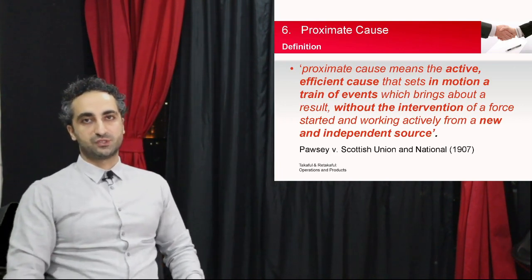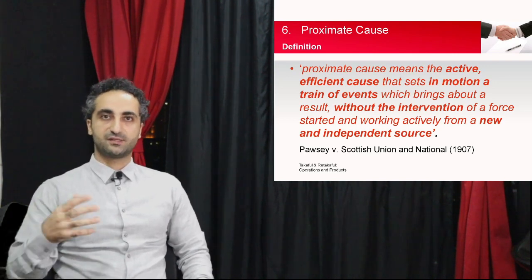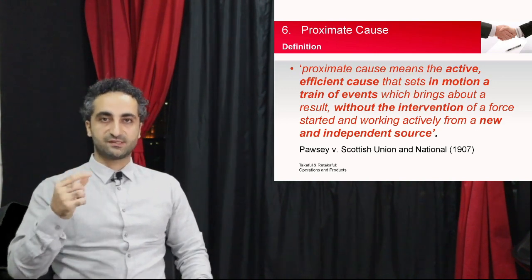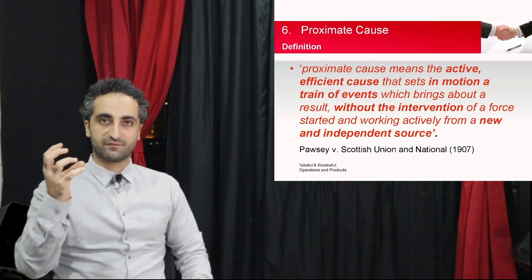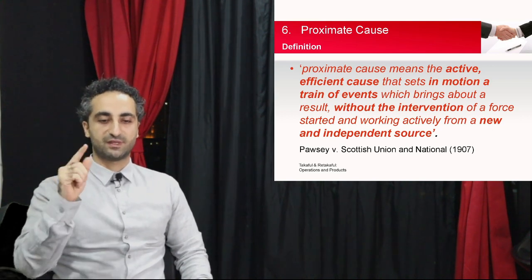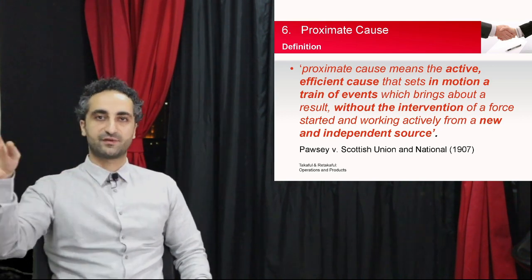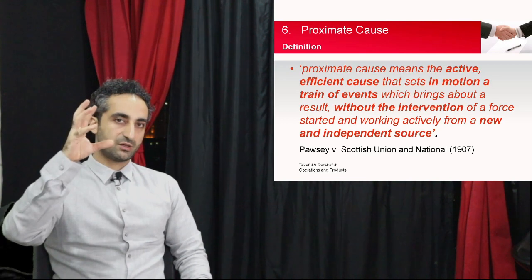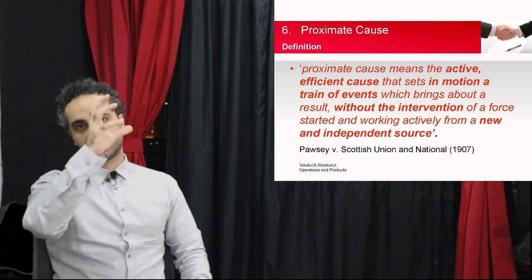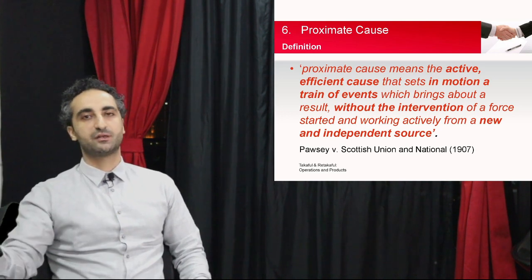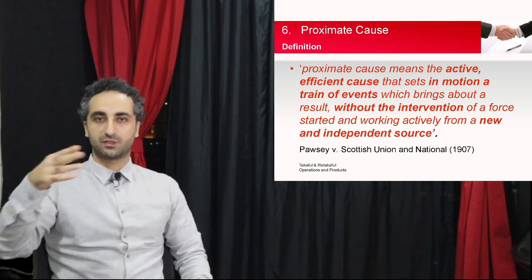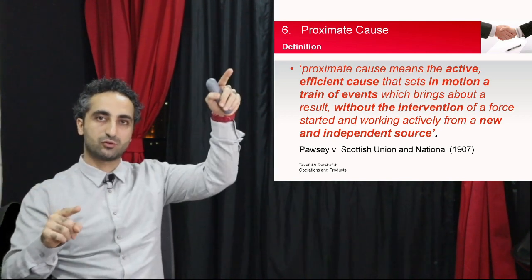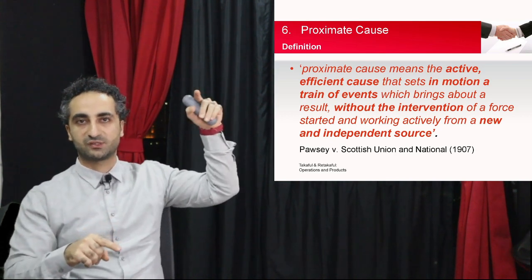Finally, proximate cause. What does proximate cause mean? I just said it in the previous example. We will take more examples. So proximate cause means the active, efficient cause that sets in motion a train of events. Again, something terrible happened. The consequence wasn't on one, but started with one. This one led to another, led to another, led to another. A train of events. But how did it start? From the proximate cause. We go back to the proximate cause.